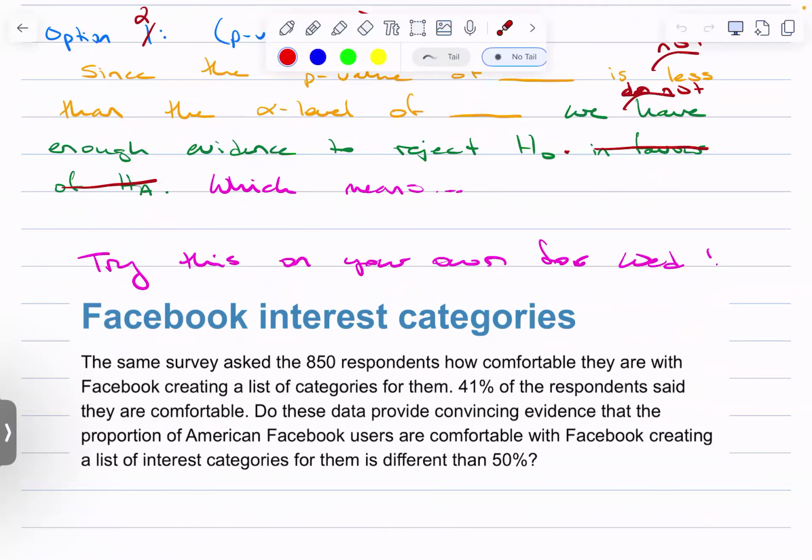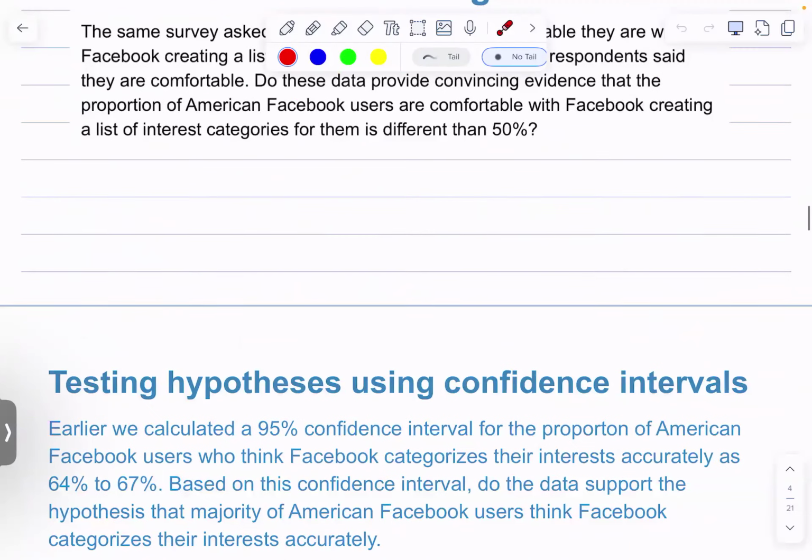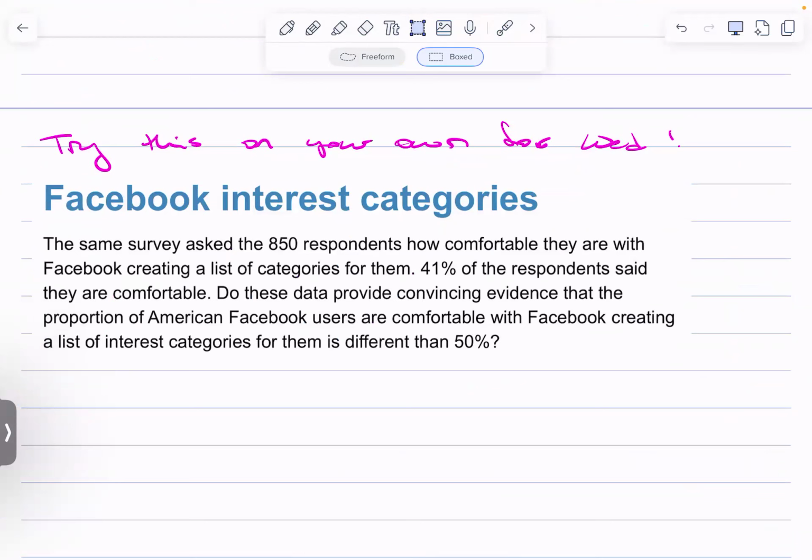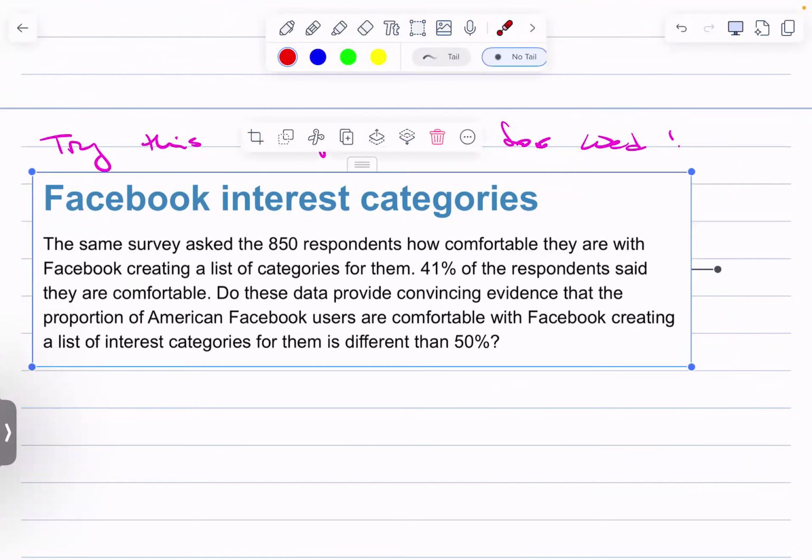Here we are. It's Wednesday. Okay. Let's see here. Add a page. Oops. Okay. Wanted to make it bigger.